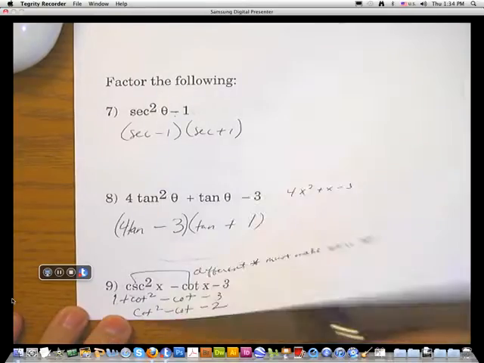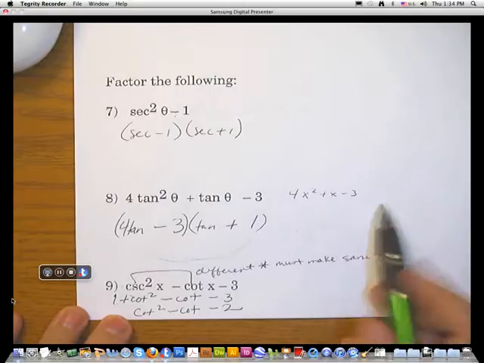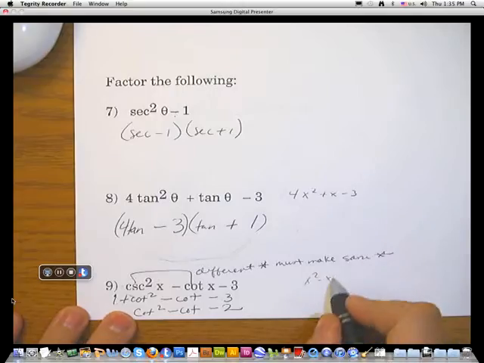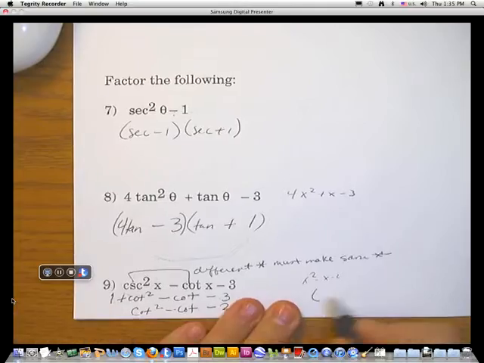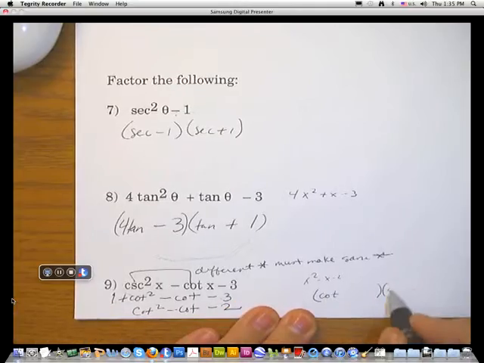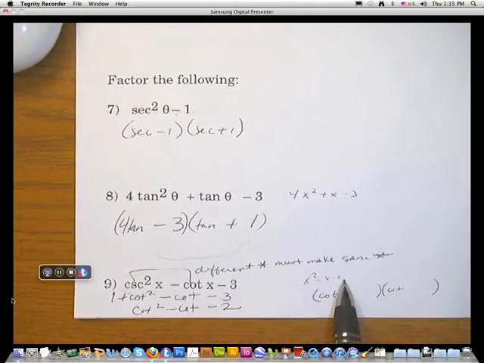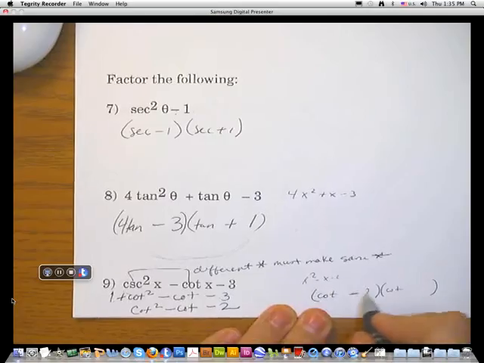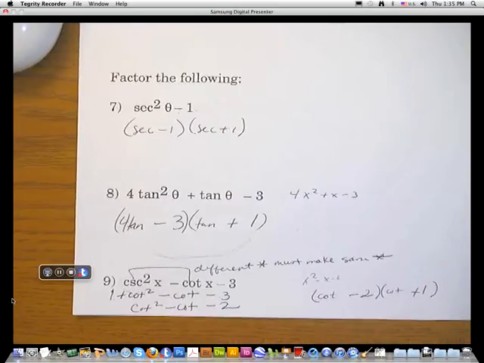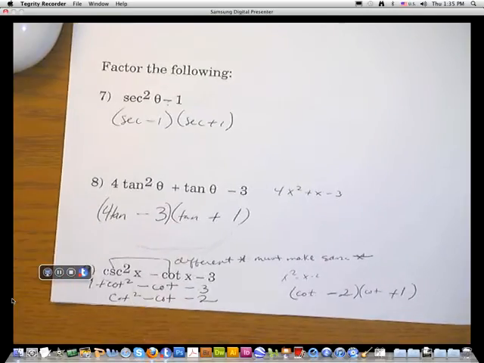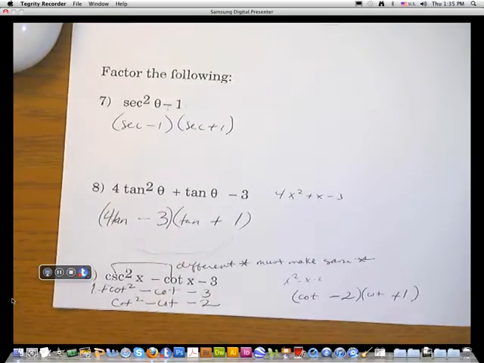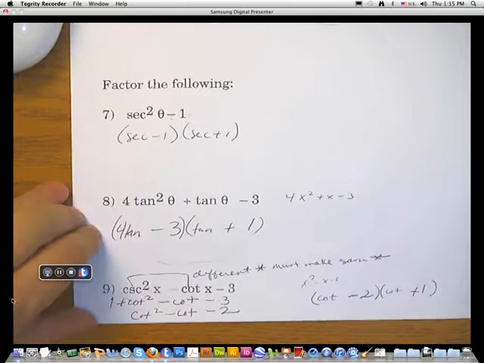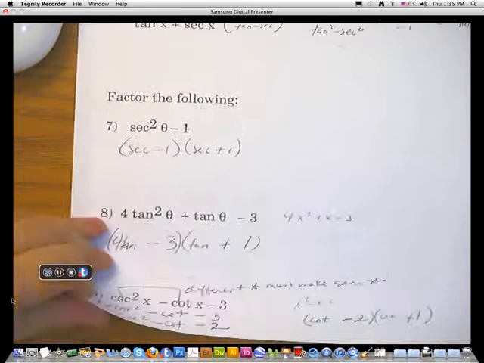Now this is very much just like a normal trinomial of x squared minus x minus 2. You're just using the word cotangent instead. So you're factoring it as cotangent, cotangent, multiplies to be 2, subtracts to be 1: minus 2, plus 1. So it factors the same way, but you've got to make sure they're the same. If they're the same, you just factor them as any other trinomial.